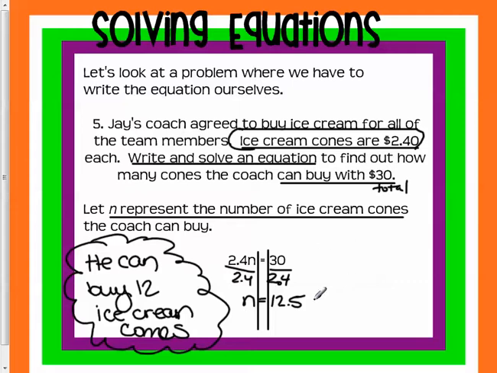So, does that mean I shouldn't show my work steps? No, I need to see every single work step involved in this problem. And then you conclude that he can only buy 12.